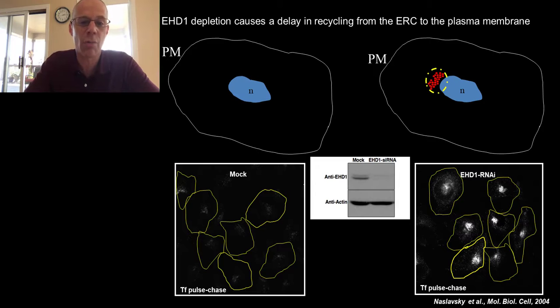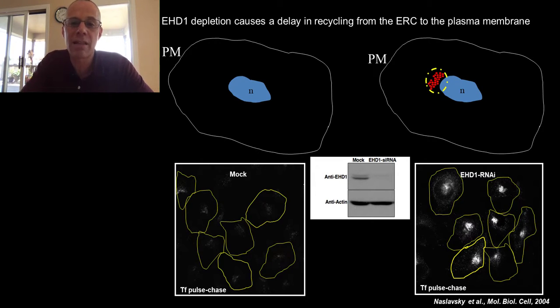We then used what was a relatively new technique at the time, silencing RNA, to knock down the levels of EHD1 shown in this Western blot. And you can see that the EHD1 is almost completely gone in the knockdown cells. And then we repeated the same experiment essentially to see what happens to the transferrin that was taken up into the cell. Does it recycle to the same degree?